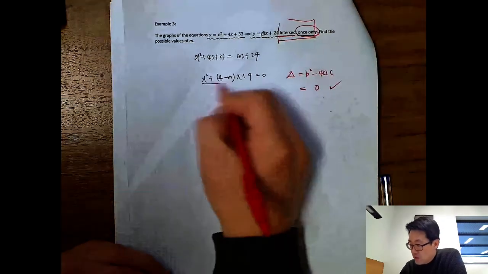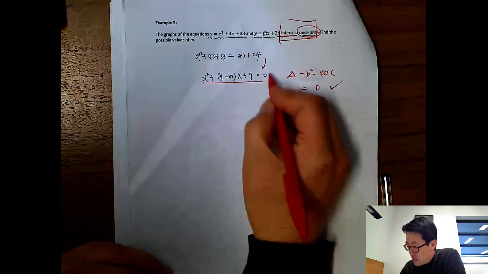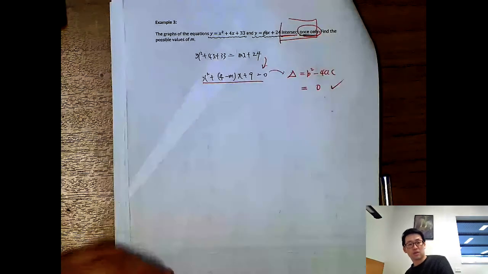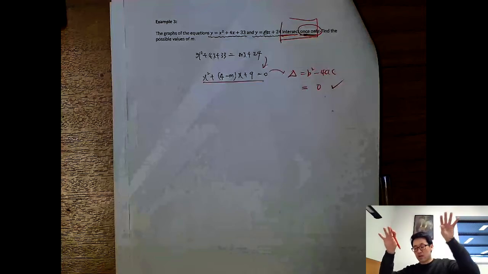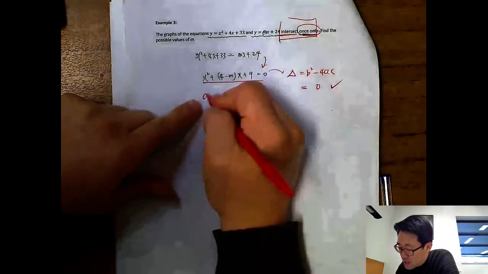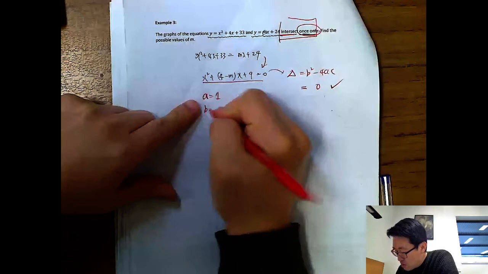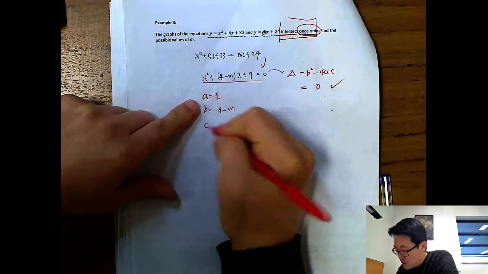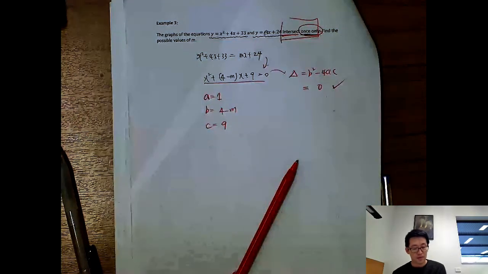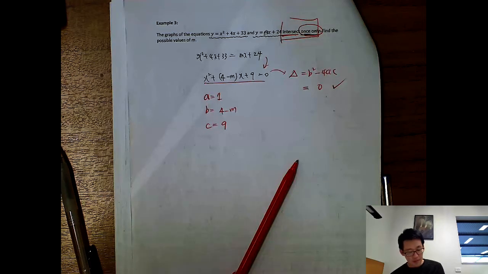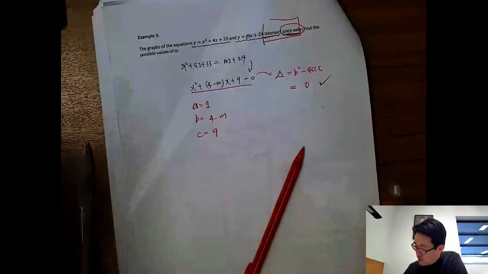That's how you use it. You put the two equations together, are they the same, and then you move everything to one side and use that. In this case, a equals 1, b equals 4 minus m, c equals 9. Can you do it, please? You pause it and do it first. Okay, I hope you've done that.